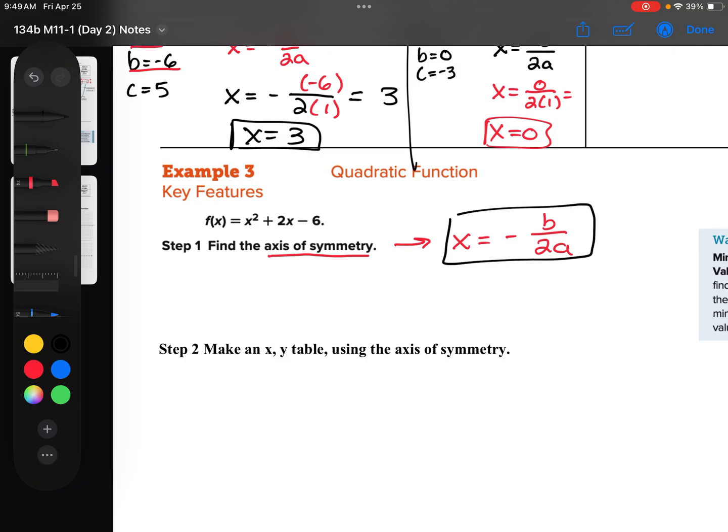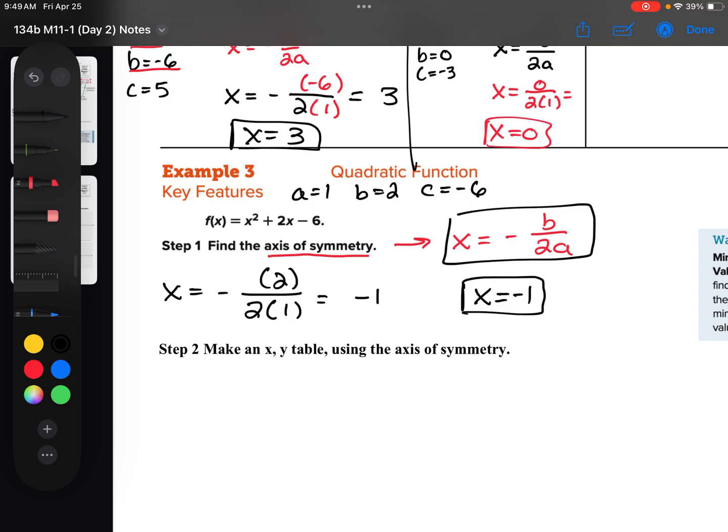I'm going to go ahead and do it now. We know that a is 1, b is equal to 2, c is equal to negative 6. So x is equal to negative b, so negative 2 over 2a, which is 2 times 1. If you type that in your calculator, you're going to get negative 2 divided by 2, which is negative 1. So the axis of symmetry for this example is negative 1.